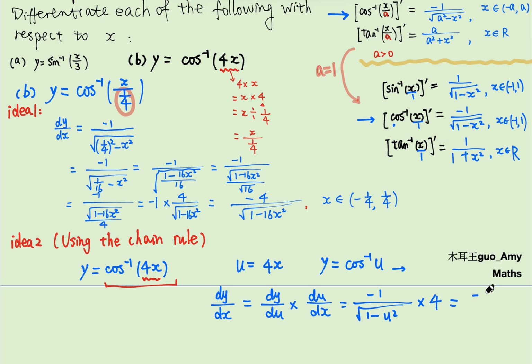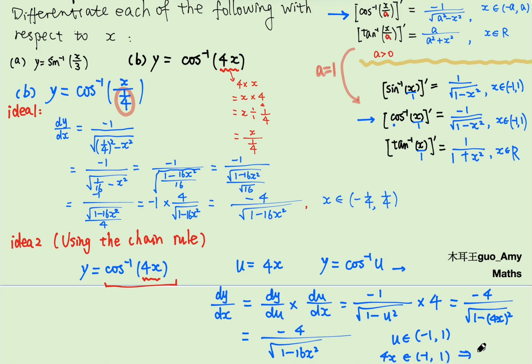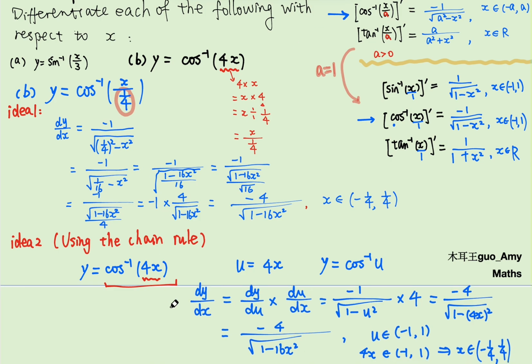Then we will have -4 over root 1 minus u squared, and u will be replaced by 4x. Therefore, the final result is -4 over root 1 minus 16x squared, and u should be between -1 and +1. It means 4x is between -1 and +1. Therefore, x is between plus and minus a quarter. By comparing these two ideas, both are pretty good.